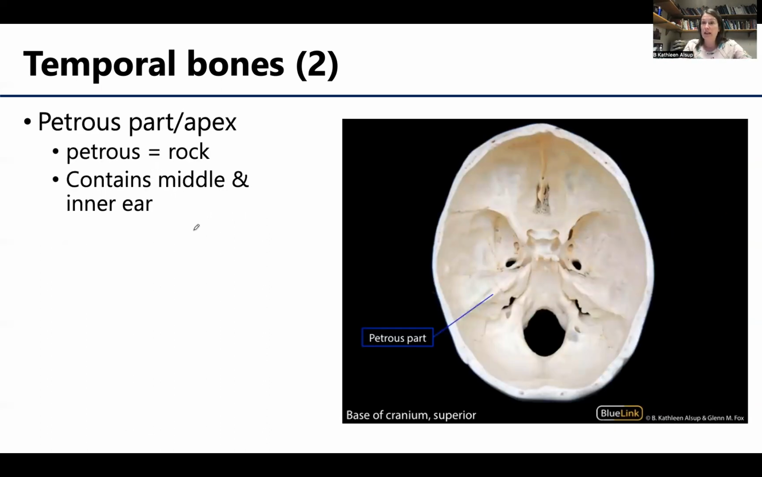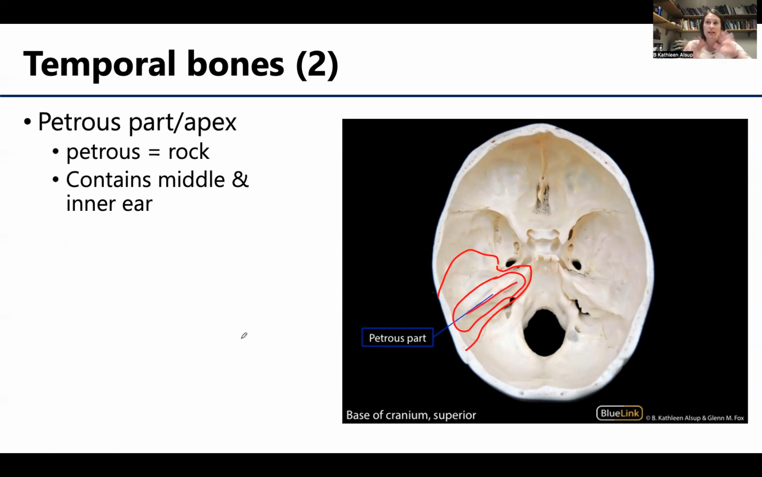Looking at the base of the cranium from the superior view, again, you can kind of get an idea of where the temporal bone is located. This is the temporal bone. You'll have it the same on this other side. And you see kind of this mounding of bone, kind of rocky-like formation. And this is the petrous part of the bone. And this very top portion is the apex of the petrous part.